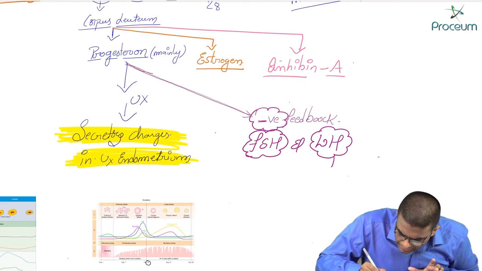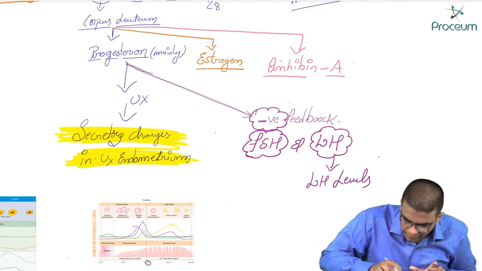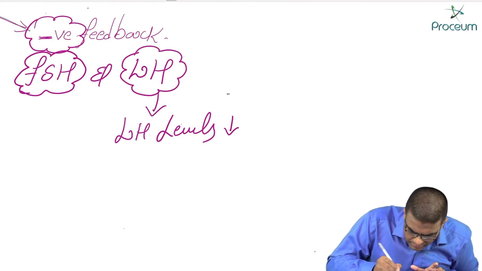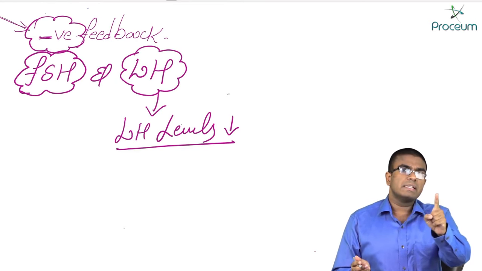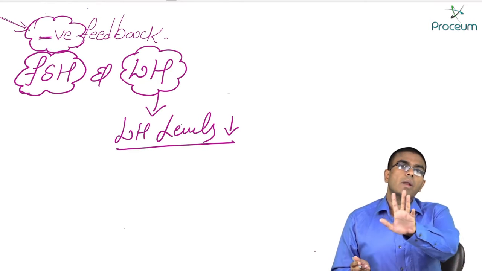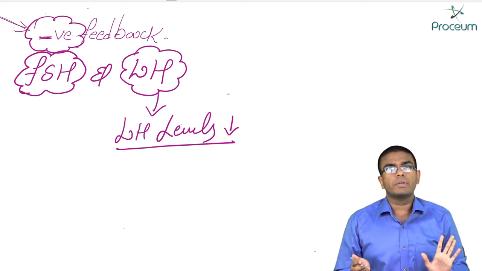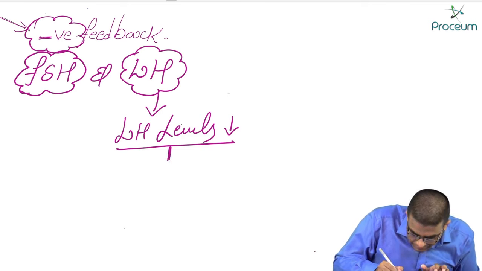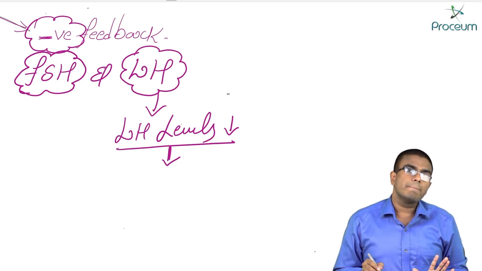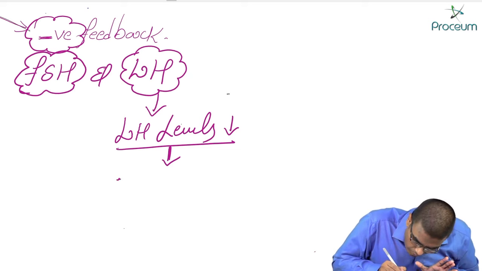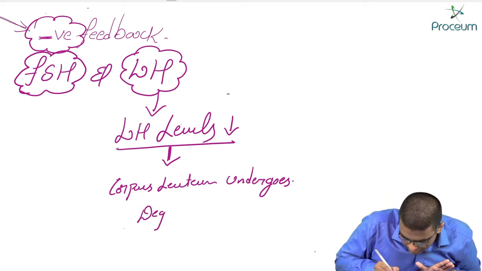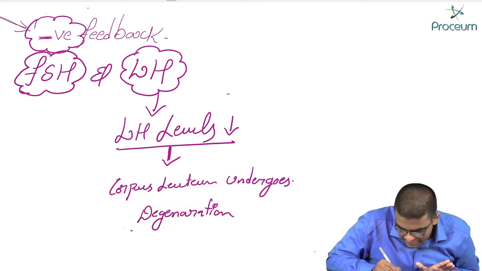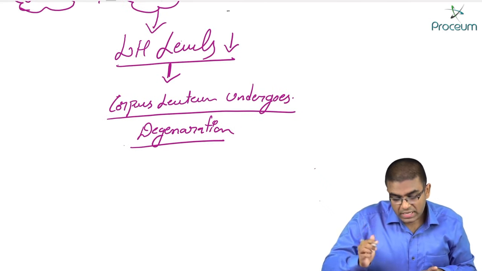So what happens? LH levels decrease. So what? I have already said one key point: the corpus luteum is maintained by LH. If LH is there, the corpus luteum will be there. If there is no LH, no corpus luteum. As LH levels are decreasing, the corpus luteum undergoes degeneration.